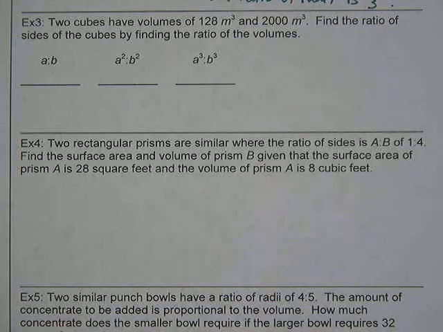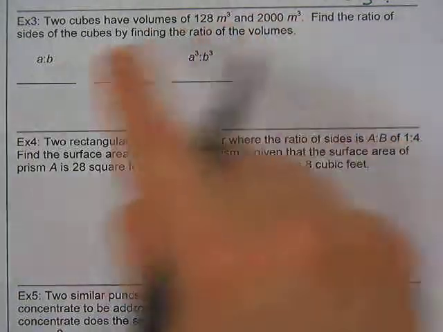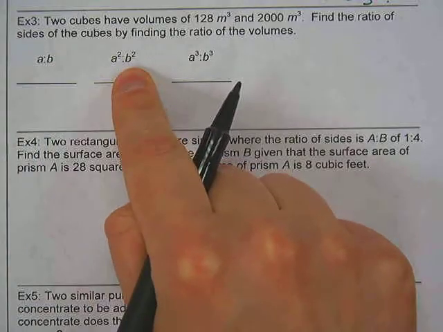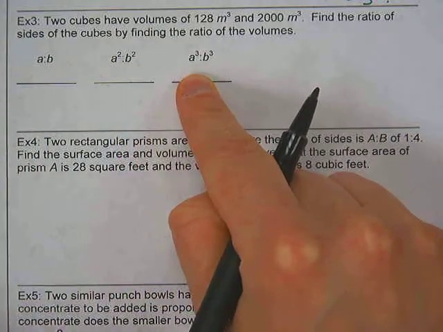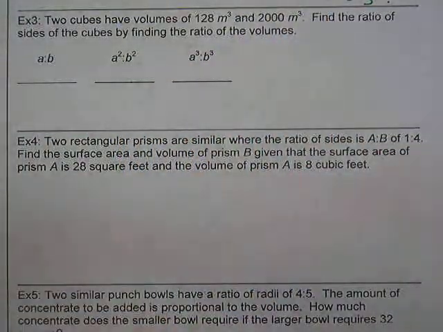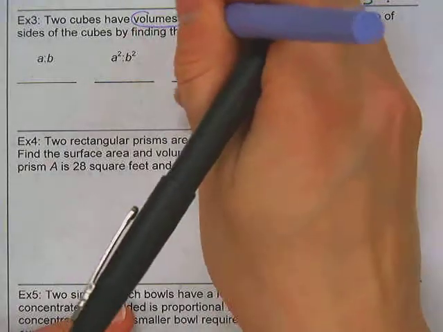So let's take a look at example 3. Two cubes have volumes of 128 meters cubed and 2,000 meters cubed. Find the ratio of the sides of the cubes by finding the ratio of the volumes. So again, we want to think about, where do these numbers go? Is it an A to B, an A squared to B squared, or an A cubed to B cubed ratio?